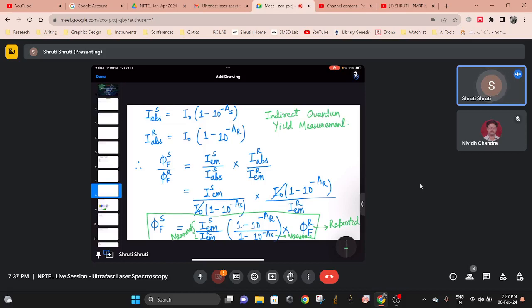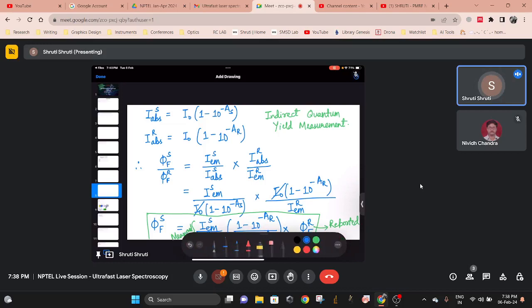And for the solution, we need to also add terms here like refractive indices if needed. So the expression gets more complex. We add the refractive index term, so the refractive index of the sample and the reference, if you are using two different solvents.